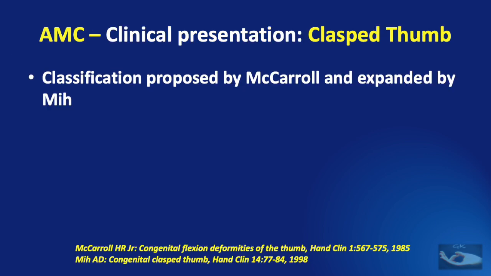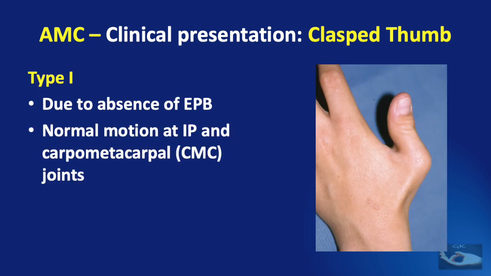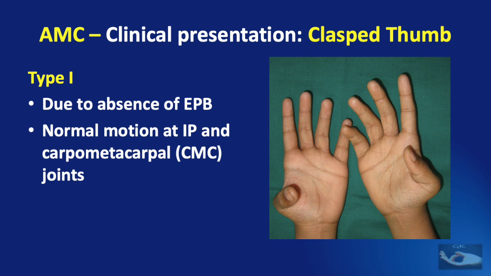Under the classification proposed by Maccarel of clasped thumb, there are three types. In type 1, there is a flexion at the metacarpophalangeal joint, and this is due to the absence of the extensor pollicis brevis muscle. Normal motion is seen at the interphalangeal and carpometacarpal joints.